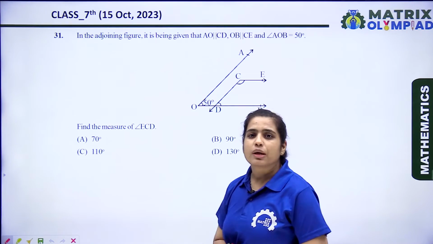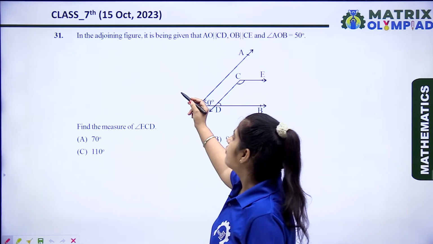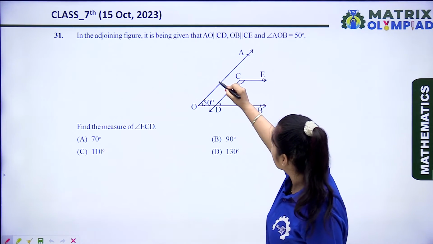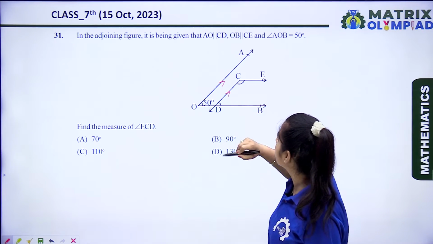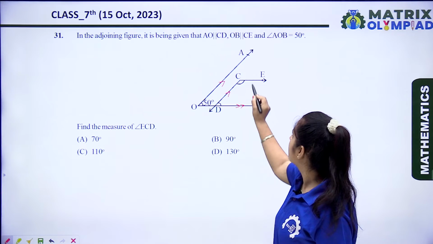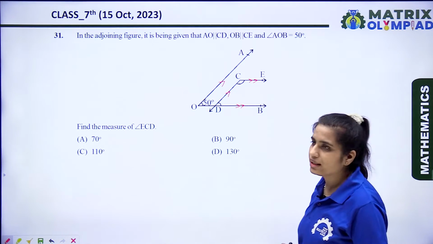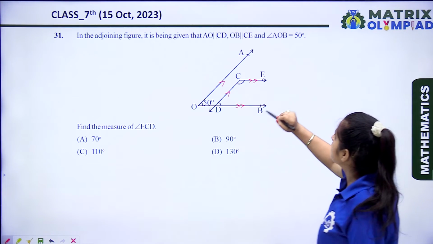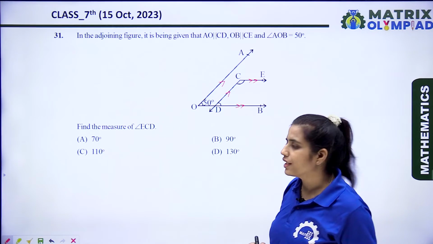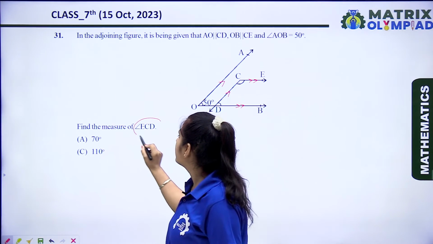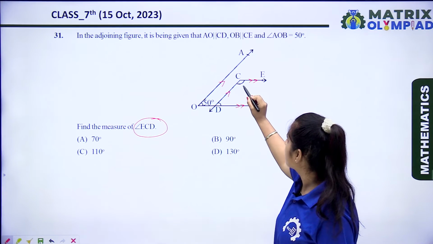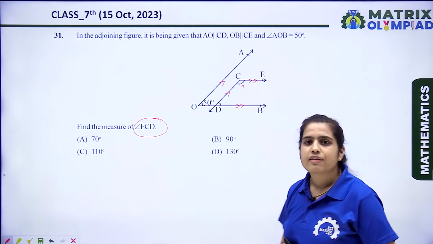Now we have question number 31. In the adjoining figure, it is being given that AO is parallel to CD. जो AO line है वो parallel है हमारी CD line के. OB is parallel to CE. OB वाली line CE line के parallel है. And angle AOB is equal to 50 degrees. AOB is given to us, that is 50 degrees. Find out क्या करना है हमें, angle ECD. So here angle ECD we have to find out. ये वाला angle हमें find करना है.